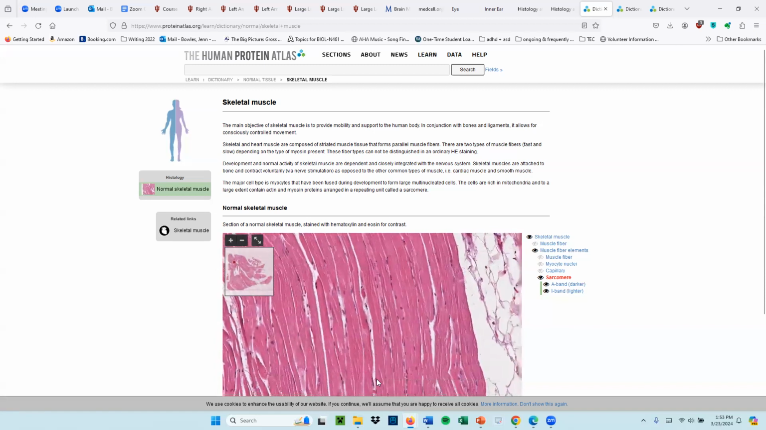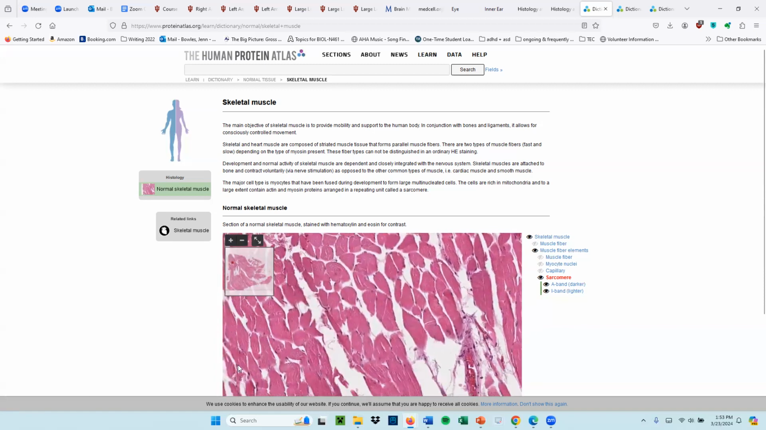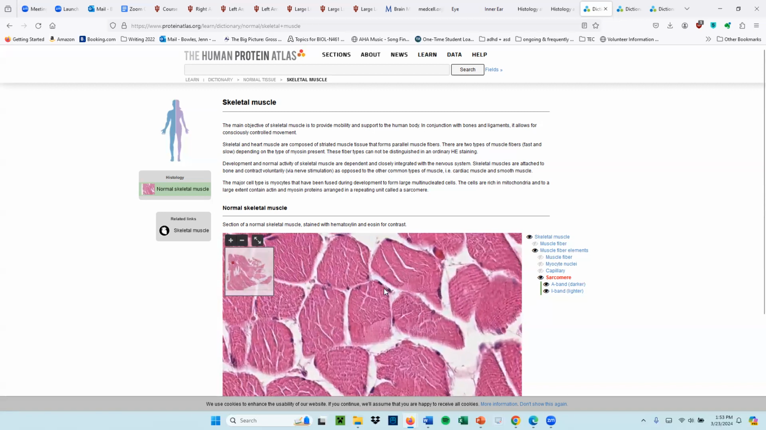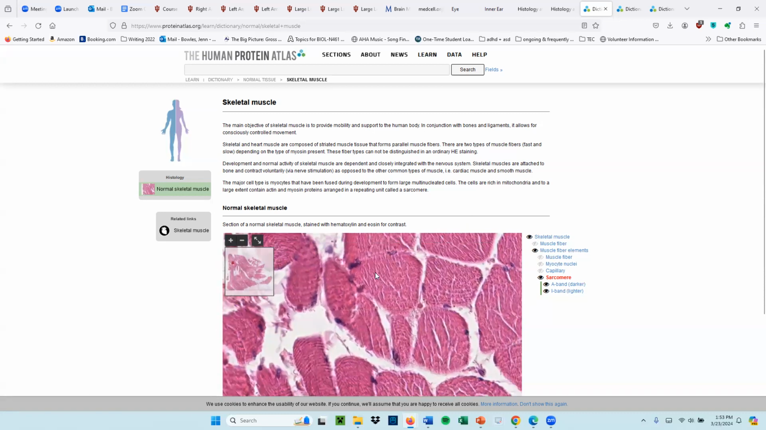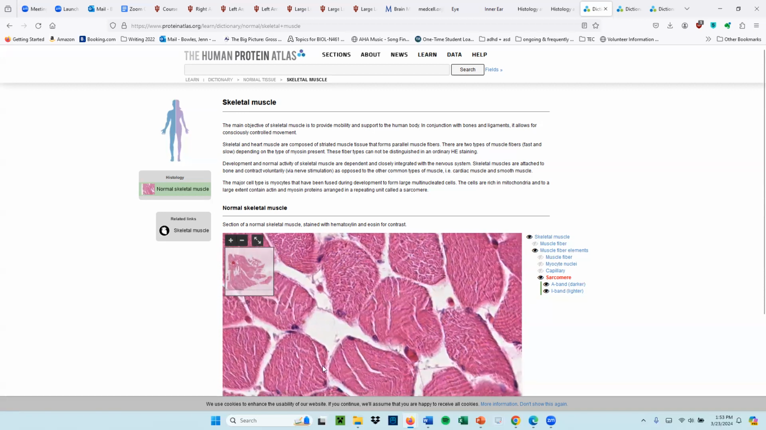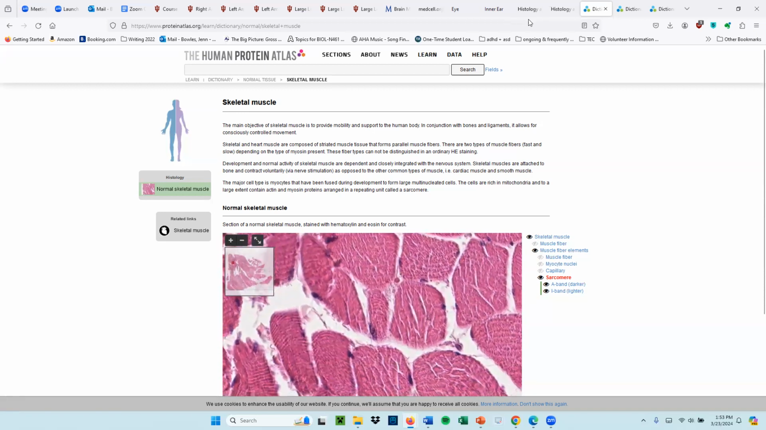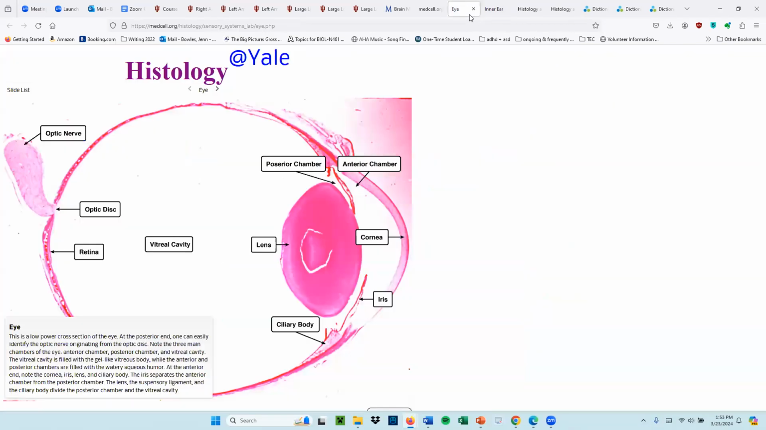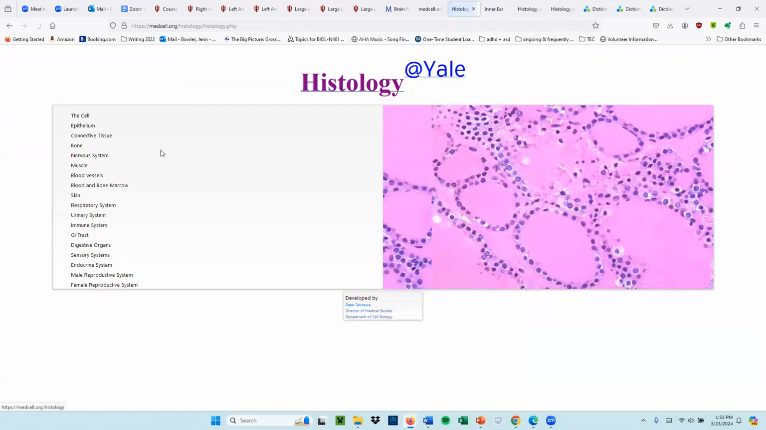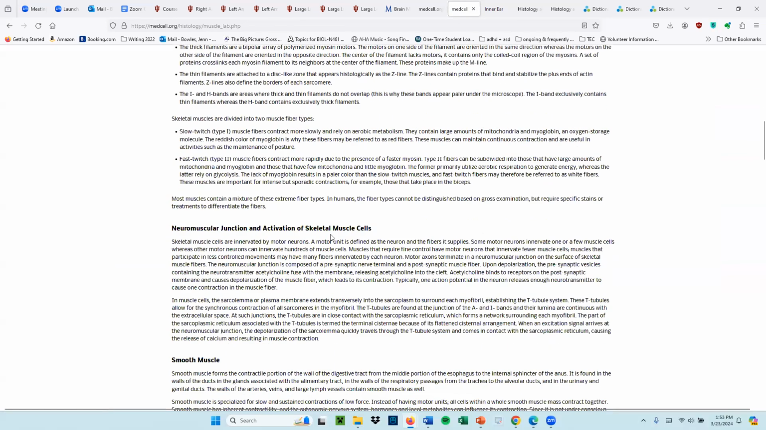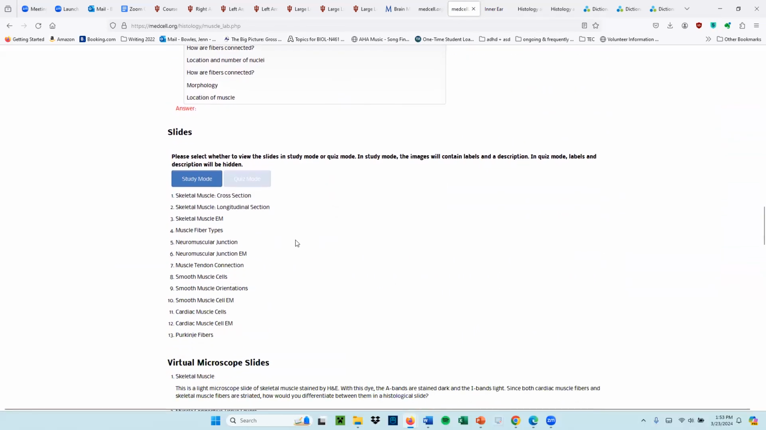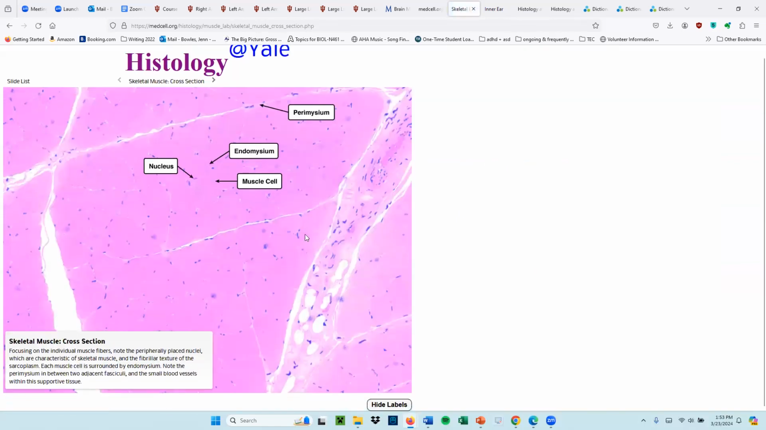And then we also can look at a cross section of skeletal muscle, where instead of seeing those striations, we're looking basically down on a cut cross section. Trying to find a nice one for us. Maybe see what Yale has for us. So we can look at a cross section of muscle and see some of the connective tissue structures. So again, I'm scrolling down to slides. Here we go. So this is our cross section of muscle.